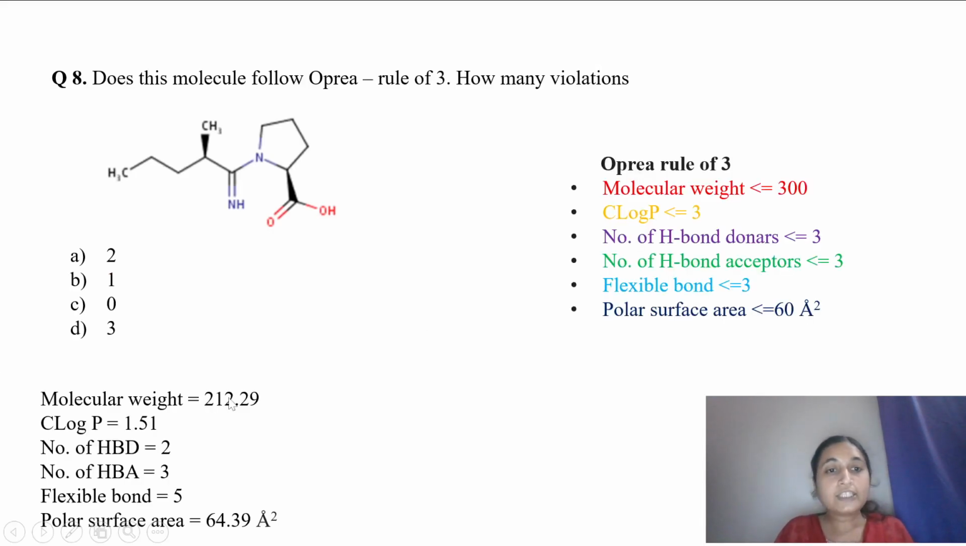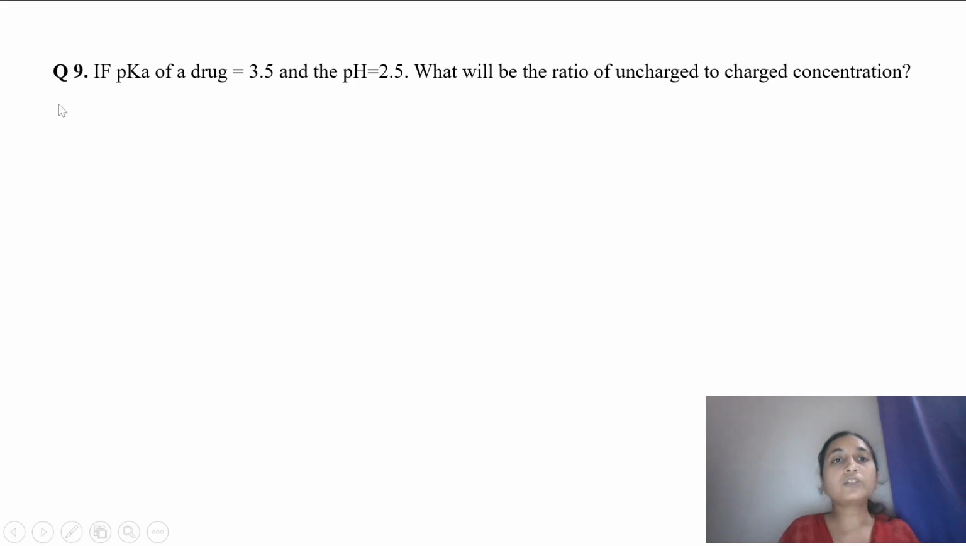So molecular weight is 212.29, C log P equal to 1.51, number of hydrogen bond donors is 2, number of hydrogen bond acceptors is 3, flexible bond 5 and polar surface area is 64.39. So here the flexible bond should be less than or equal to 3 and polar surface area also less than or equal to 60 angstrom. So here are two violations: flexible bond is 5 and polar surface area is 64.39. So answer will be A. There are two violations.